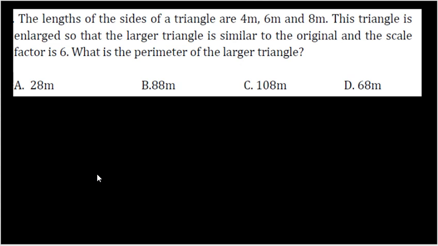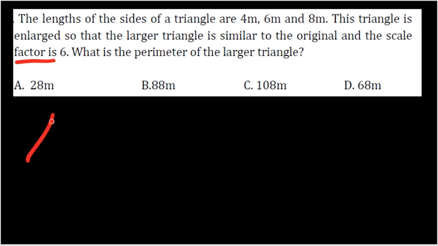Okay, next question. It says the lengths of the sides of a triangle are 4, 6, and 8. This triangle is enlarged so that the larger triangle is similar to the original and the scale factor is 6. So what is the perimeter of the larger triangle? Since the scale factor is given to you, 6, each side will be enlarged by 6 times. As this says, it is a similar triangle. The original triangle is enlarged by a scale factor of 6.